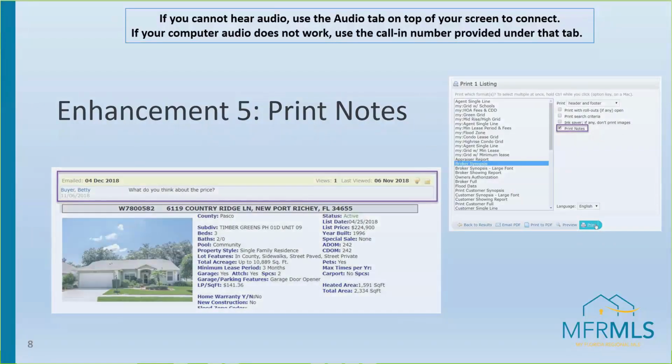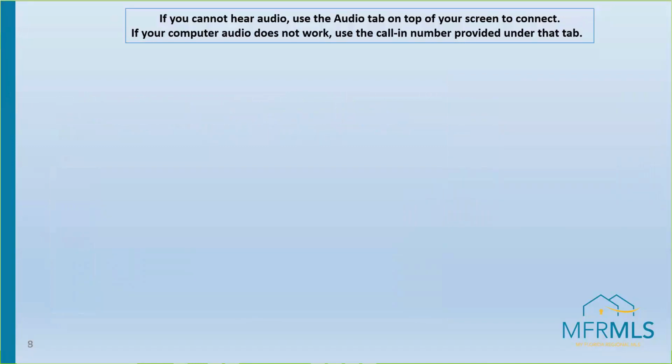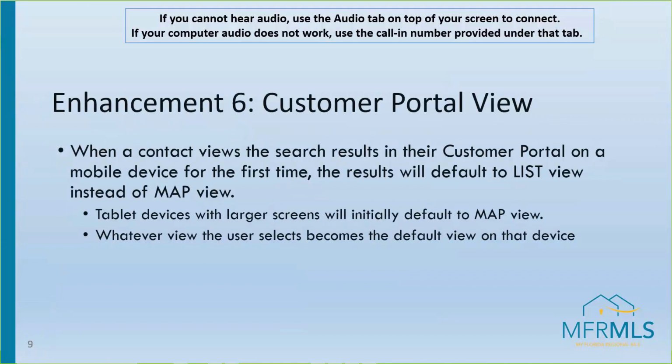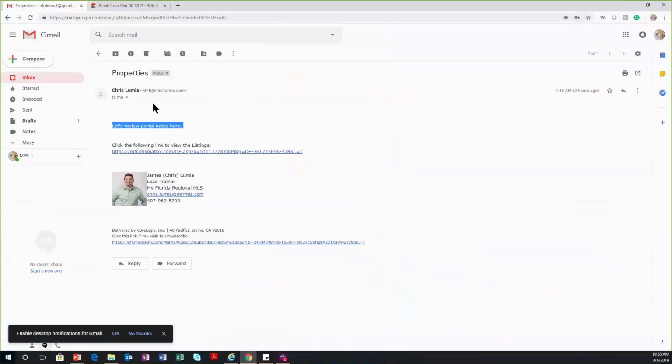Let's see, the next one talks about the customer portal view. So this is a good transition. We just kind of talked about the customer portal. When I email my buyer, or when I email a customer, or even if I send an email to myself, a record I created for myself, what that person receives in their email is a link to a portal.